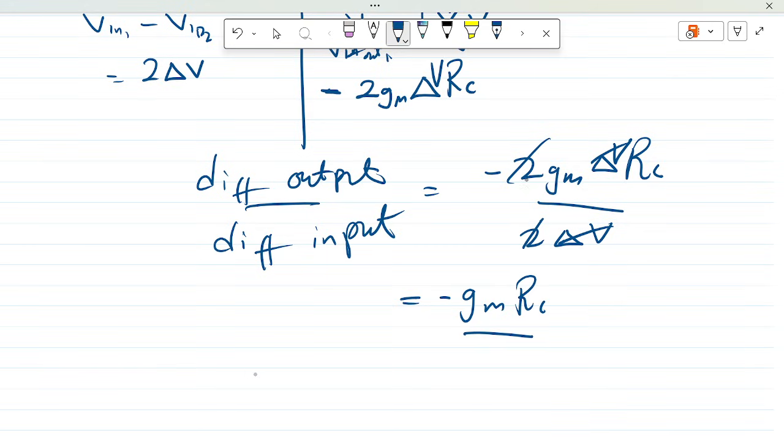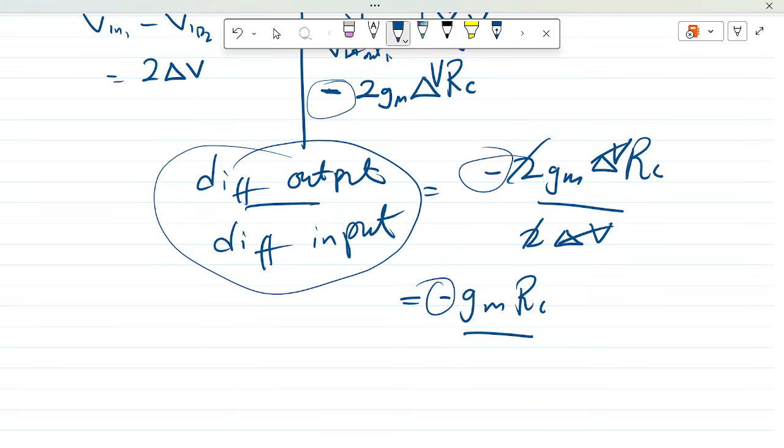Now, if you really don't understand why I put the negative here, it doesn't really matter. At this stage, you are not really interested in the direction or the phase shift. We just want to prove one thing, which has been proven mathematically already. We just wanted to intuitively also prove that the differential gain is equal to the single stage gain.